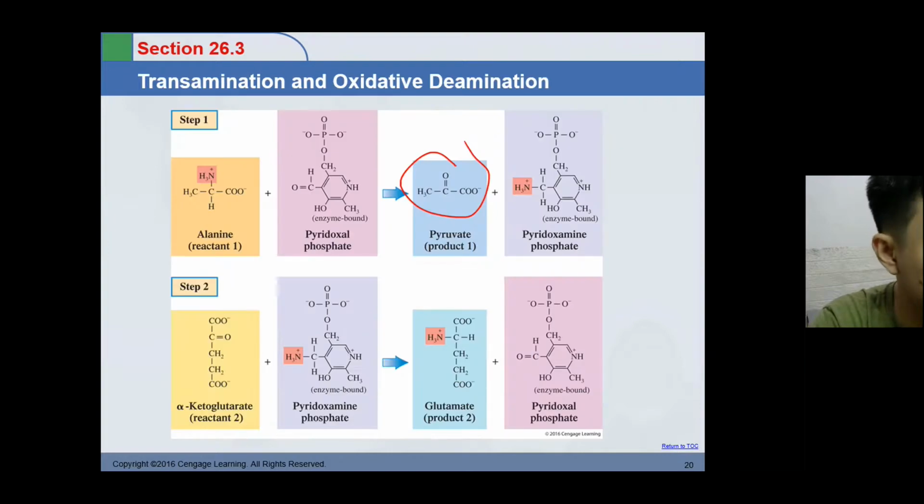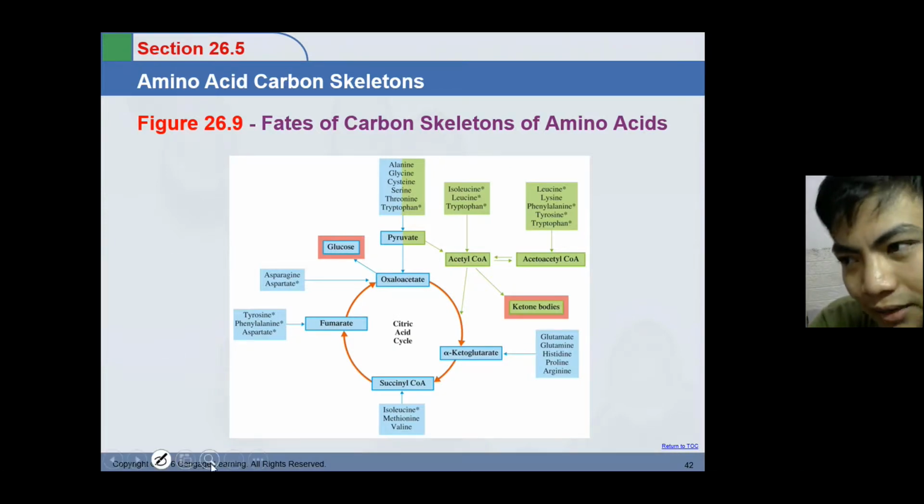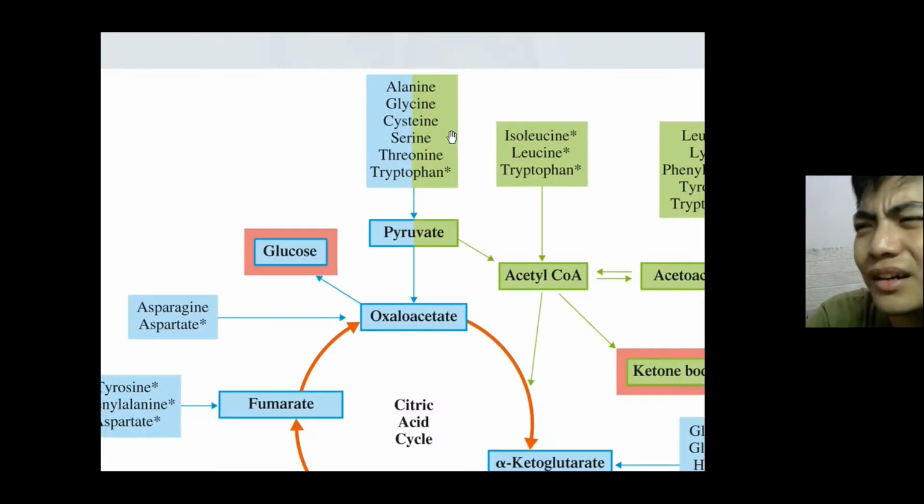Ito. So, yan. The pyridoxal phosphate. Okay, so yung ating alanine, pwede siya mag-undergo sa transamination na yon, eventually forming pyruvate. And apparently, hindi lang alanine pala, no? Pwede rin natin gamitin ito: glycine, cysteine, serine, threonine, and tryptophan. Okay? And eventually, you know that pyruvate will be converted to acetyl coenzyme A or pwede rin siya maging oxaloacetate.